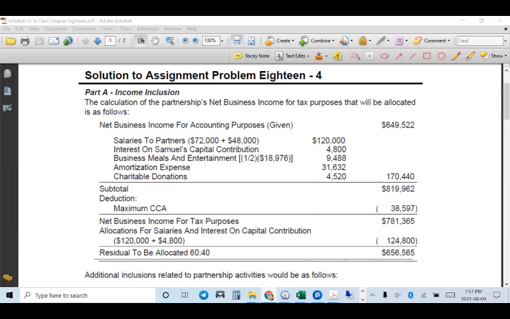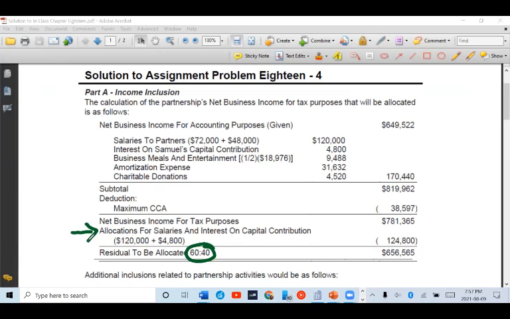So for business income, it says after the allocation of priority amounts for salaries and interest on capital contributions, the remaining business income will be 60-40. So it specifically says remaining business income 60-40 after allocations for salaries and interest on capital. So it's specifically letting us know what comes out after that.